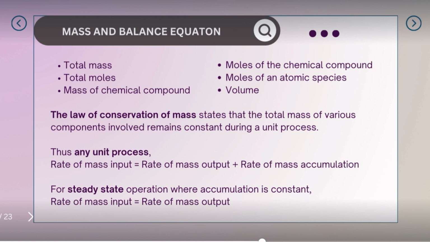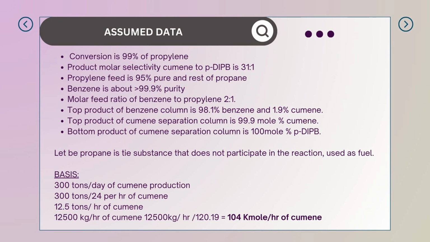So this is the assumed data. Conversion is 99% of propylene. Product molar selectivity, cumene to PDIPB, is 31 to 1. Propylene feed is 95% pure and the rest is propane. Benzene is more than 99.9% purity. Molar feed ratio of benzene to propylene is 2 to 1.